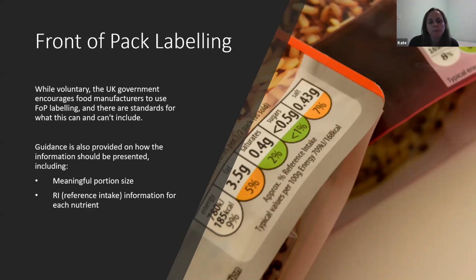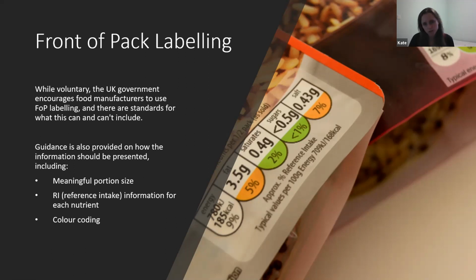You have to provide what's now called RI information, reference intake information. For those of you who are familiar with UK food packaging, this was formerly called GDA, or Guideline Daily Allowance. It's the same thing, it's just now called RI. And in the United States, you sometimes see DV used here instead, which is percent daily value. And this is basically what percentage of your allowance for that day does this food product represent.